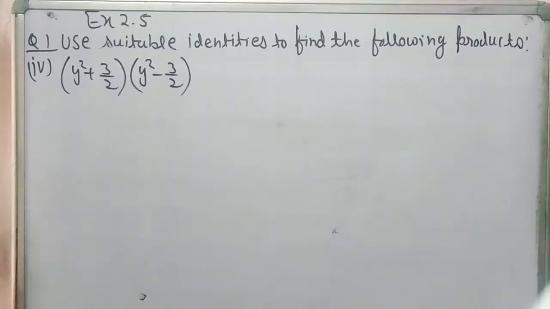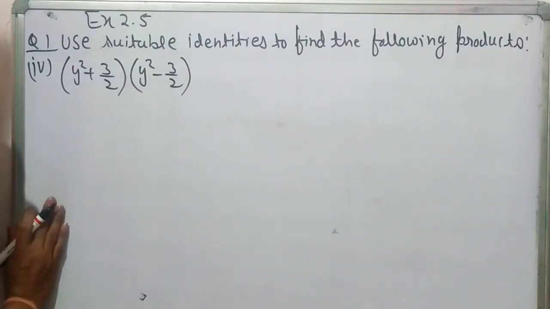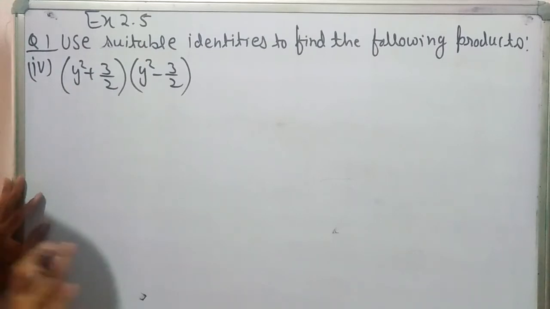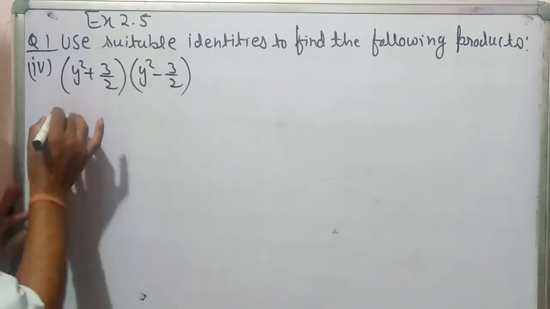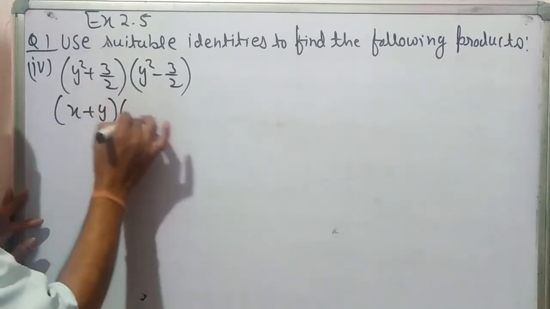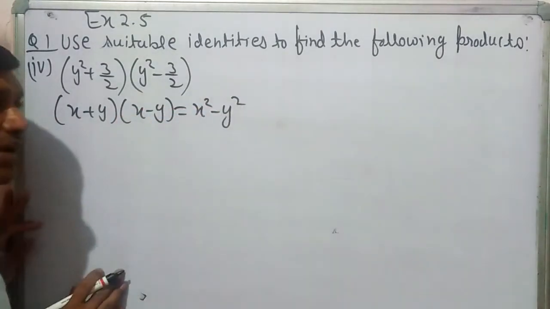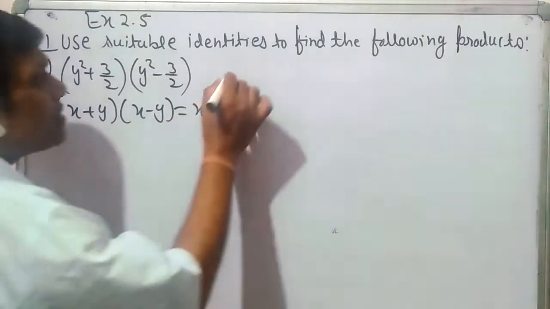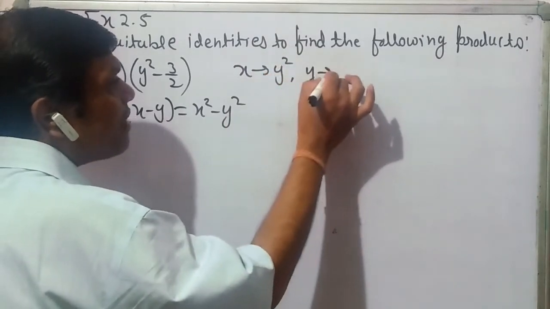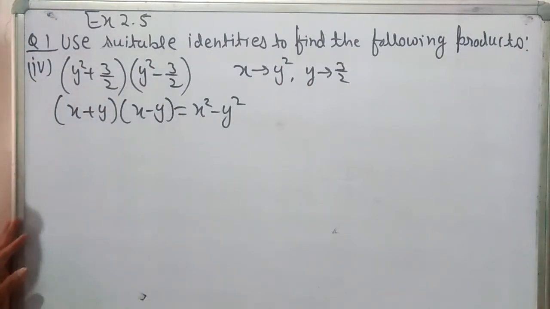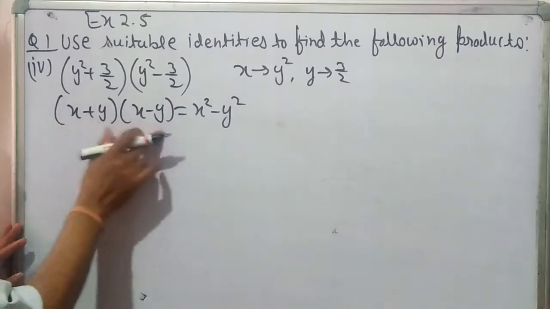The fourth part of this question is (y² + 3/2) multiplied with (y² − 3/2). Now here we have to observe. It is of the form (x + y) multiplied with (x − y), which equals x² − y². The only thing is, in place of x we have y². In place of y we have 3/2. For x we have y². For y we have 3/2.